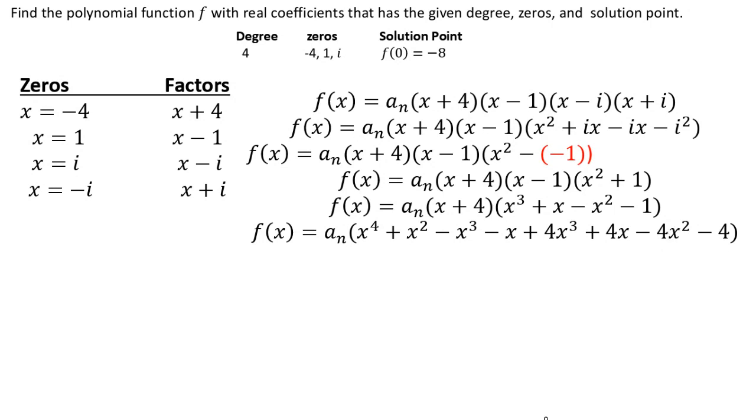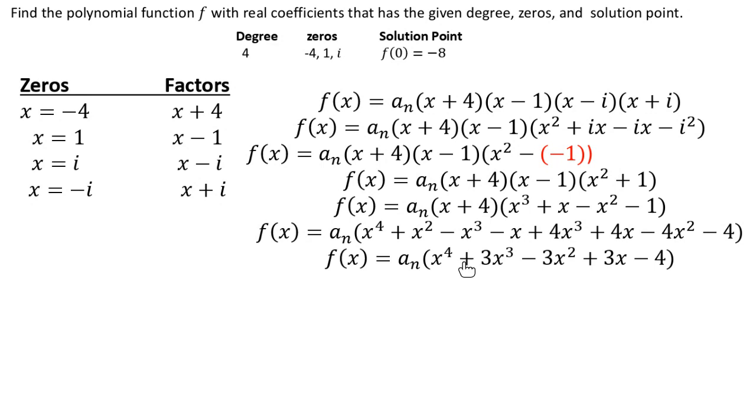We want to clean it up a little bit, combine your like terms, and write it in descending order. So we get x to the fourth, and then we have an x cubed here and a 4x cubed, so that gives me 3x cubed. I have an x squared minus 4x squared, which gives me a negative 3x squared. And I have a negative x and a positive 4x, so that gives me a positive 3x, and then my minus 4.